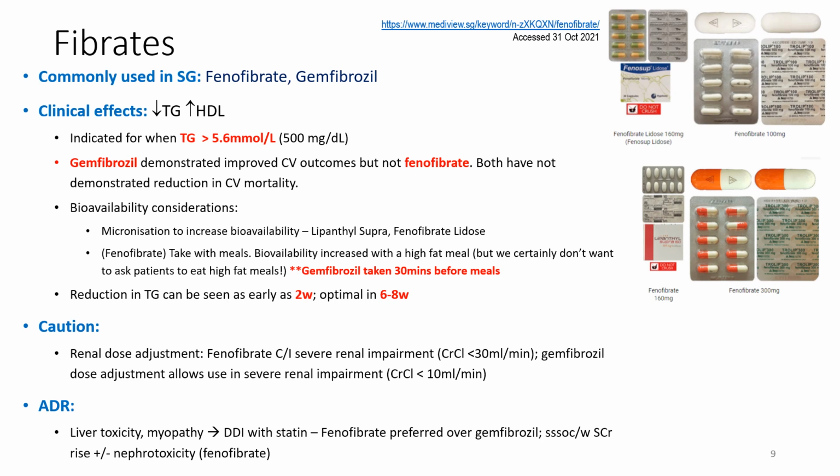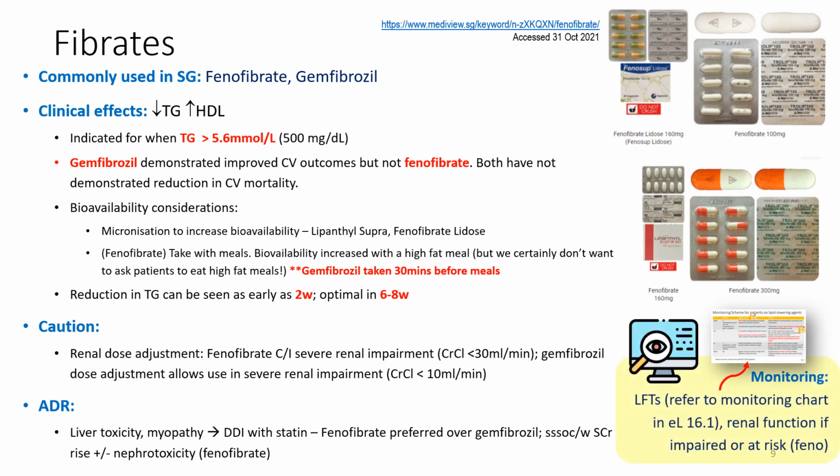Now, Fenofibrate is actually associated with serum creatinine rise, and therefore there were some suggestions that Fenofibrate could be nephrotoxic as well. However, I think that it's not that dangerous nor serious, so it's probably important to think about repeating serum creatinine for those who are at risk. So how do we monitor? Basically, LFTs, as mentioned earlier in the chart, in the small screenshot over there, just to remind you which chart I was talking about, and that's going to be in EL 16.1. If patients are renally impaired at baseline or at risk of renal impairment, then you might need to monitor their serum creatinine a bit more frequently.